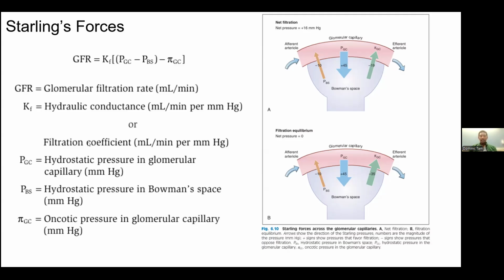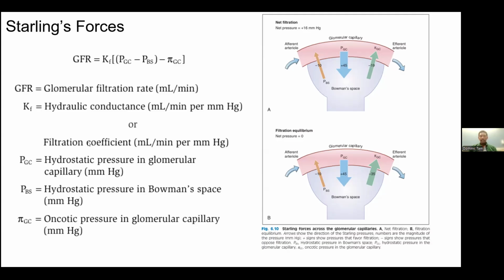Then next, we have the PGC, or the hydrostatic pressure in the glomerular capillaries. And this is a force that favors filtration. Compared to systemic capillaries, it is about 45 millimeters of mercury, right? In systemic capillaries, hydrostatic pressure tends to fall along the length of the capillary. However, in glomerular capillaries, it's different. It remains constant along the entire length of the capillary.